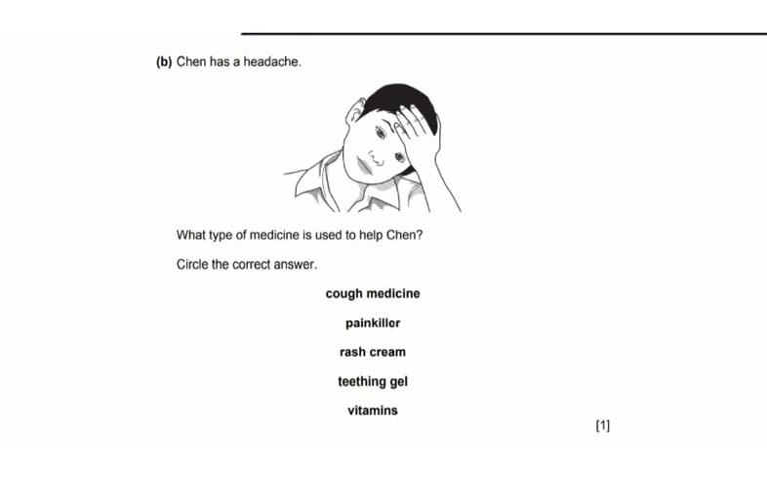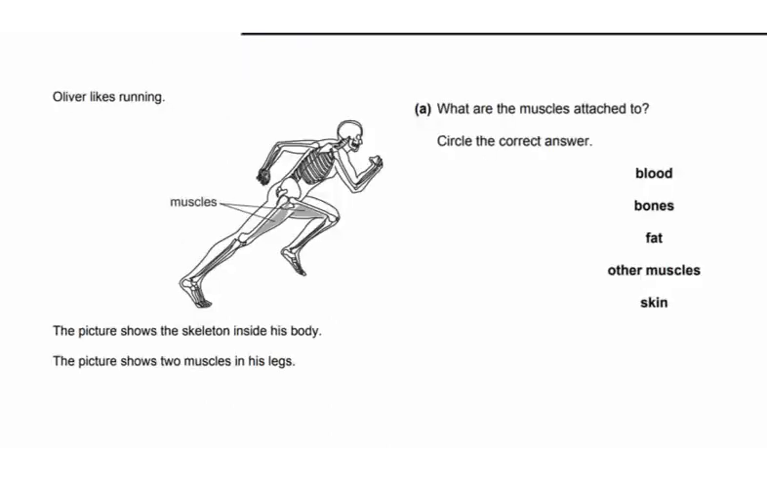Let's get started with the quiz. Question number 1. Oliver likes running. The picture shows the skeleton inside his body. This is the muscles. The picture shows 2 muscles in his legs. Question 1A, what are the muscles attached to? Circle the correct answer. 10 seconds from now.